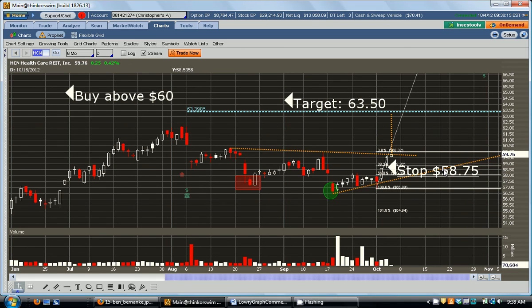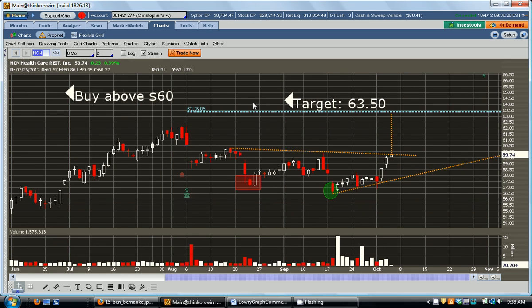Alright, so that's how I would trade it, HCN. Now remember, this isn't a long-term one, it's just get to the target, get out of the trade, and then move on.